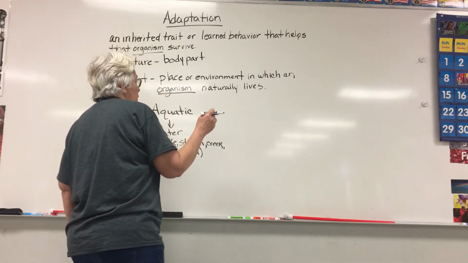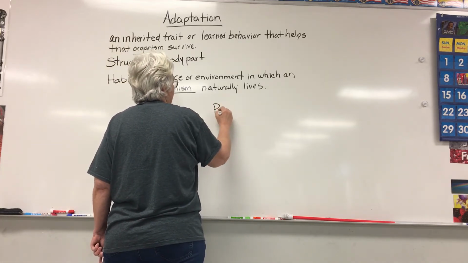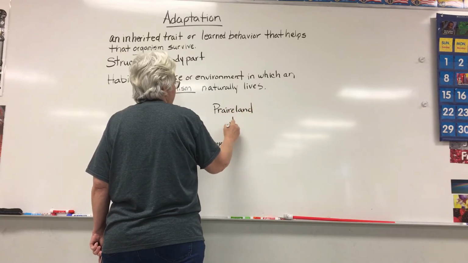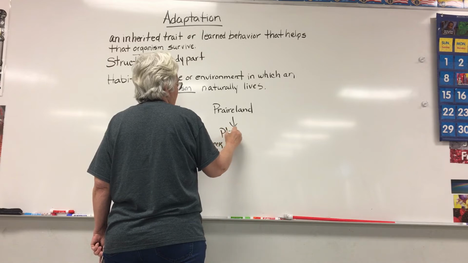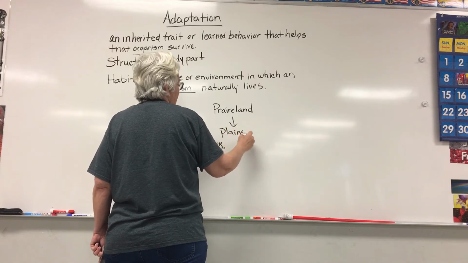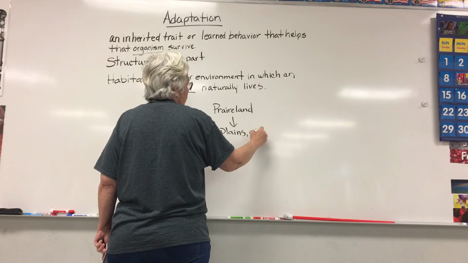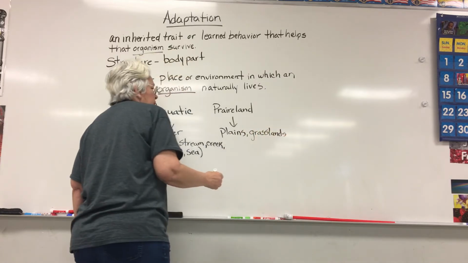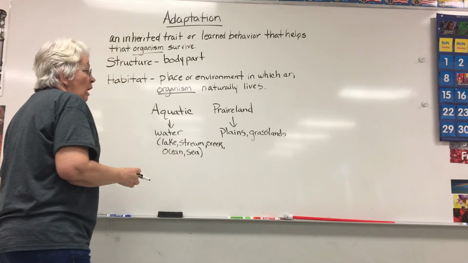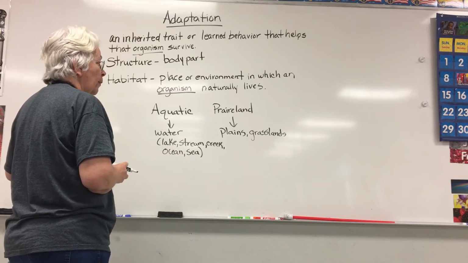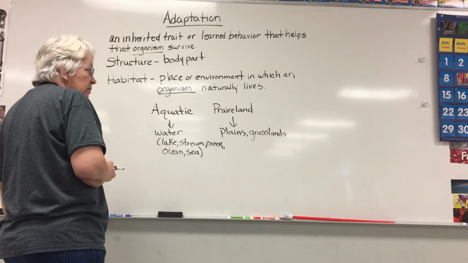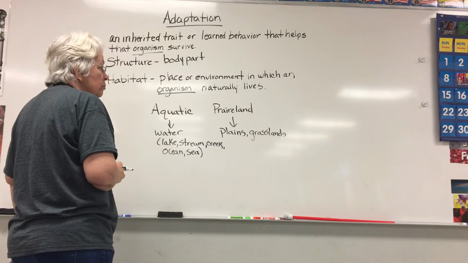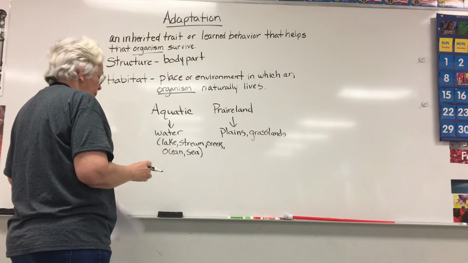The next one that we're going to talk about is prairie land. A prairie land is anywhere that there are plains, meaning the land is flat, and grass grows, grasslands. Animals like buffalo, rabbits, hawks, eagles, things like that are all prairie land.